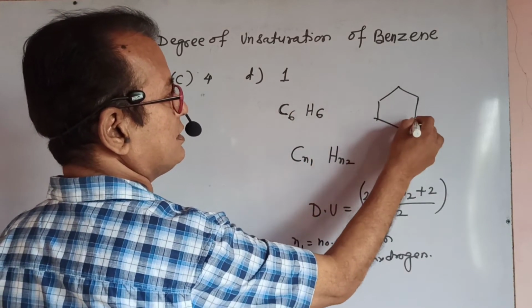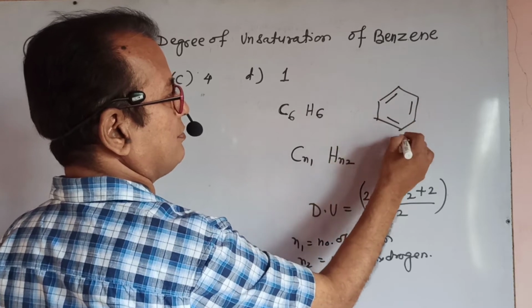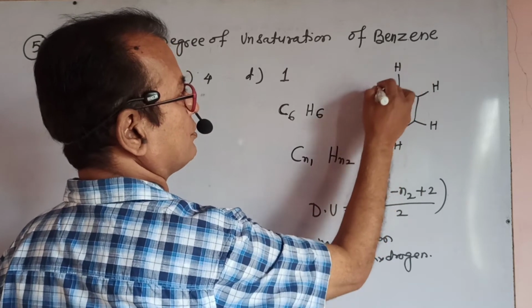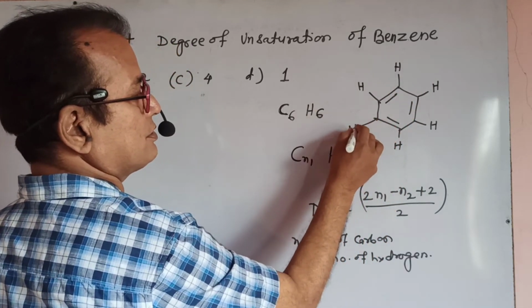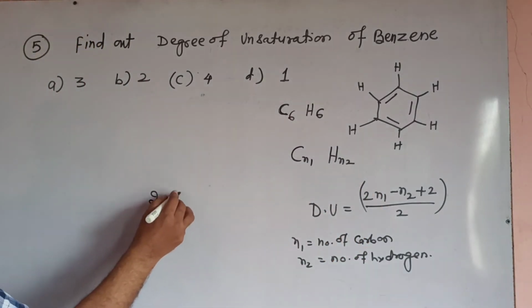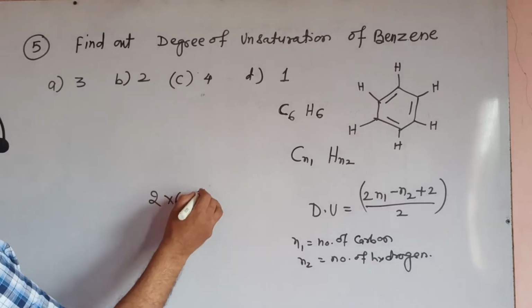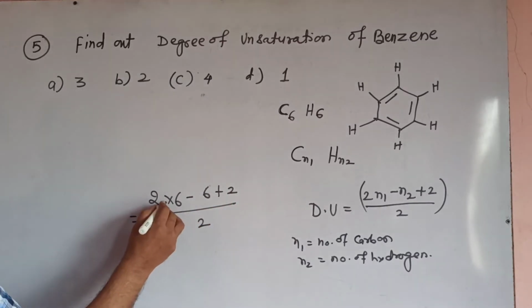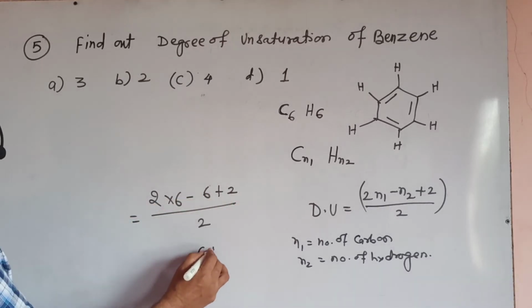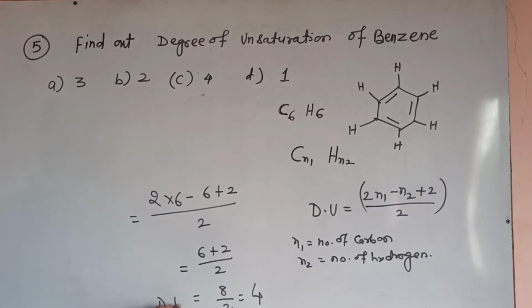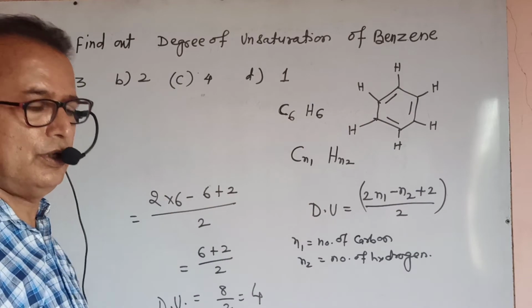What is the structure of benzene? The structure of benzene is like this. Hydrogen, second hydrogen, third hydrogen, fourth hydrogen, fifth hydrogen, sixth hydrogen. C6H6. So put the number of carbons: 2 into 6 minus hydrogen 6 plus 2, upon 2. It is 12 minus 6, 6 plus 2 upon 2, 8 upon 2 is equal to 4. Means the degree of unsaturation for benzene is 4.